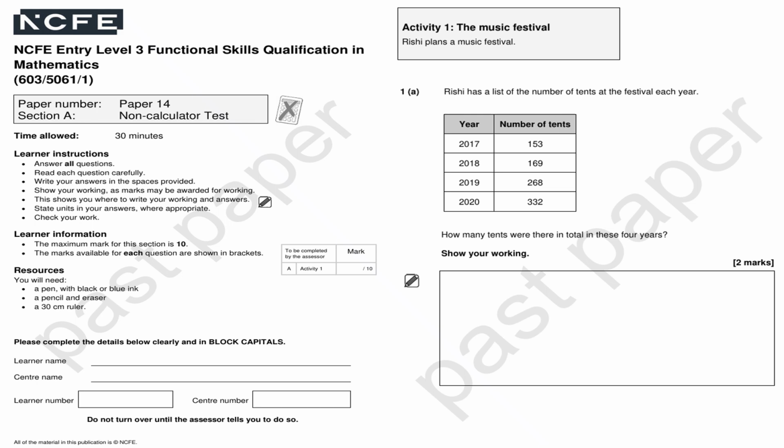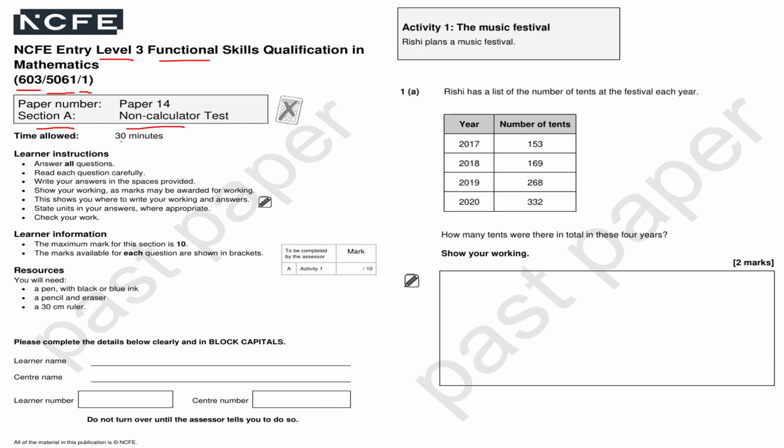This is the NCFE Entry Level 3 Functional Skills Qualification in Mathematics. The code is 603/5061/1. Paper number 14, section 8 is a non-coded test, guys. So put your calculators away, guys.